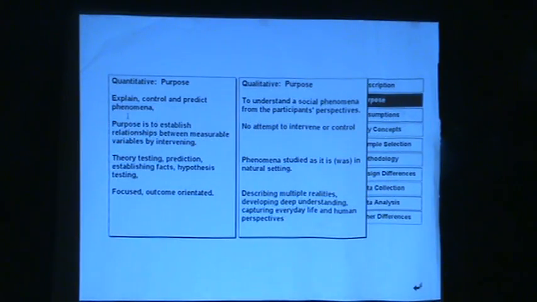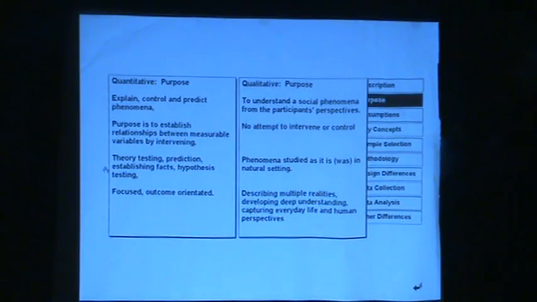The purpose of the quantitative, the one that uses numbers, is to explain, control, and predict phenomena. The purpose of the qualitative is to understand a social phenomenon from the participant's perspective. In the quantitative, the purpose is to establish relationships between measurable variables by intervening with some kind of intervention. In the qualitative, there is no attempt to intervene or control for anything.